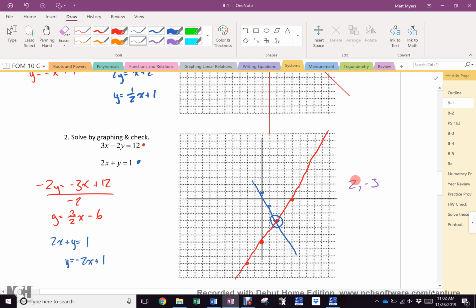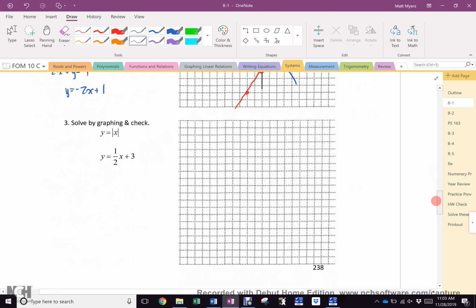Mr. Myers, did I do it right? Kid, did you check it? No. How do you check it? Is negative 2 times negative 3 positive 6, yes? Is 6 plus 6 12? Last time I checked. Is 4 plus negative 3 1? Last time I checked. So do we have the right answer? Excellent. Now, look at the third one.